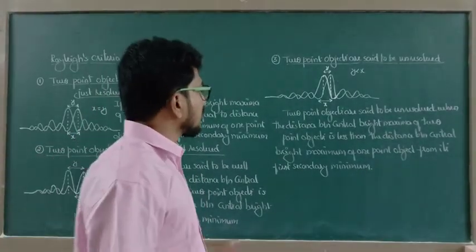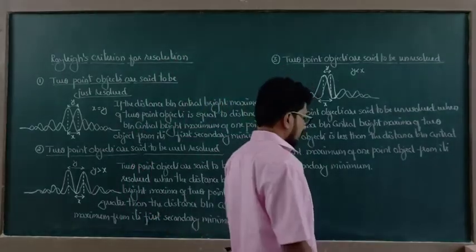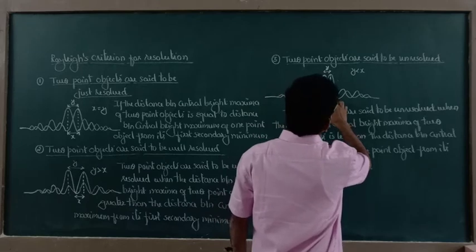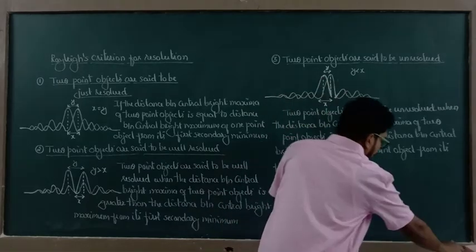So nothing is there, you just go through all these diagrams. So clearly you can write the explanation. So here first secondary minimum.